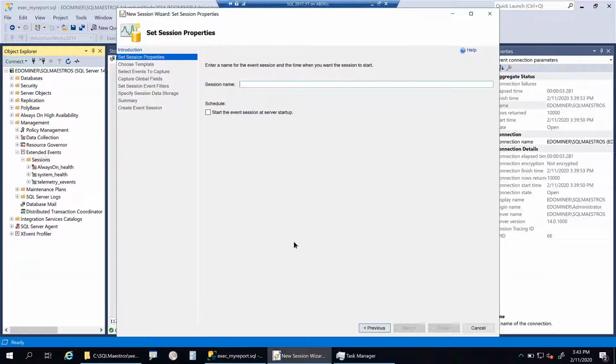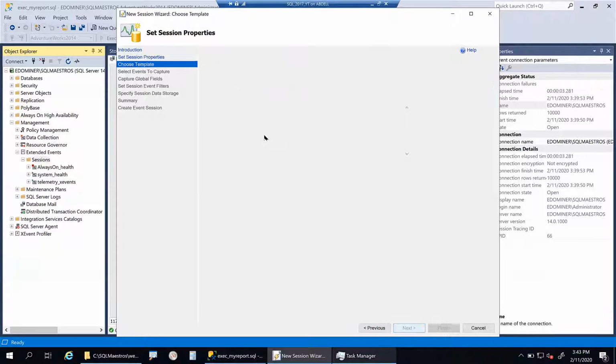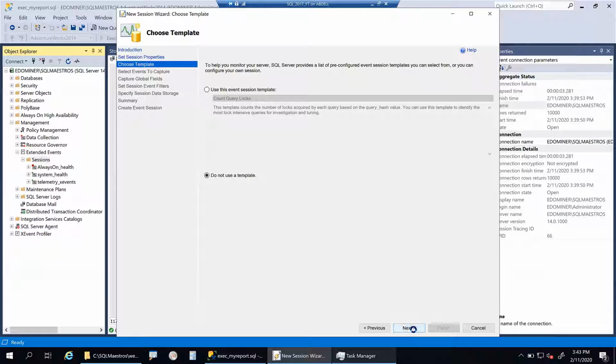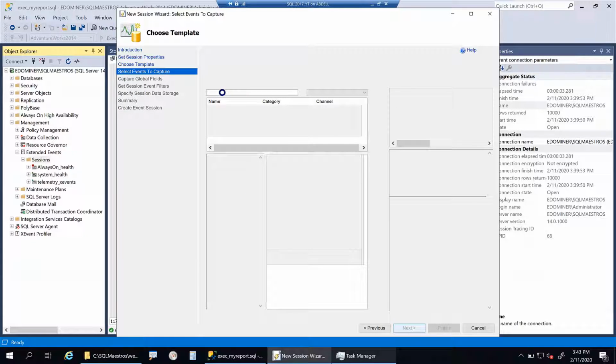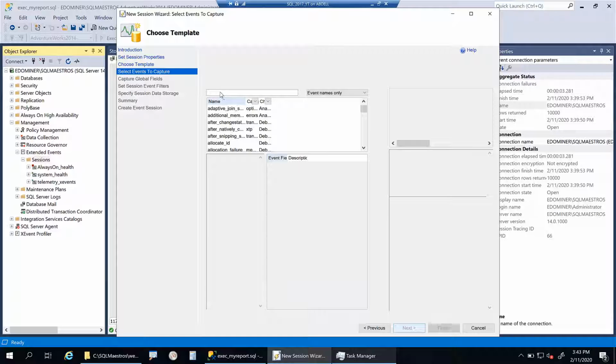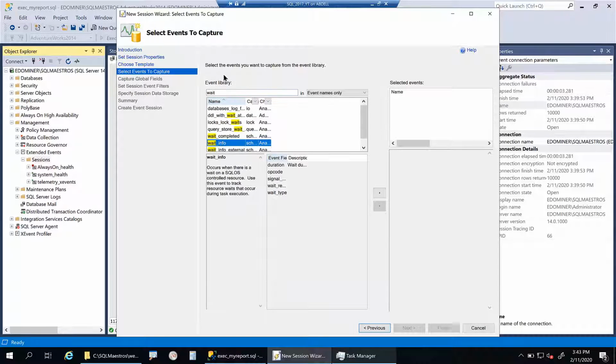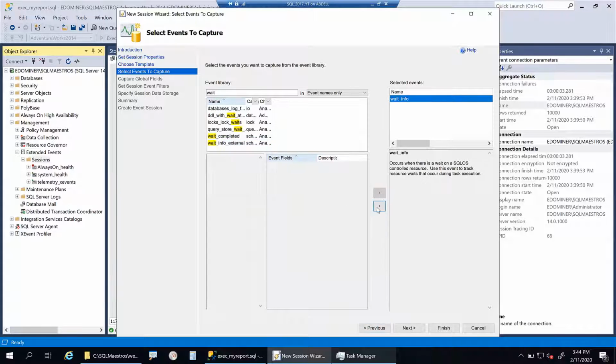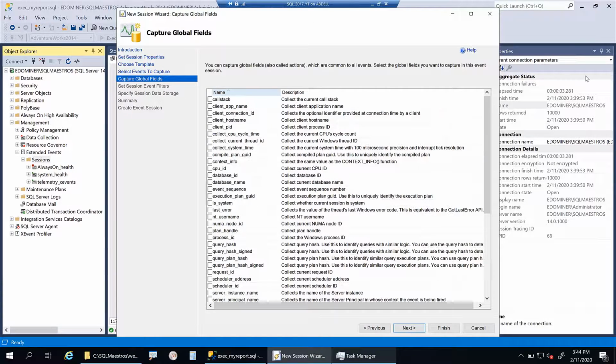I'm doing a new session wizard and I say track_waits, move next. I don't want to use a template, move next. And I can take my event, which is wait_info. So I can just type wait and I will get wait_info. This is going to capture all the waits. These are the fields that I'm going to get: duration, signal duration, wait type, etc. So let's take this one and move it here, move next.